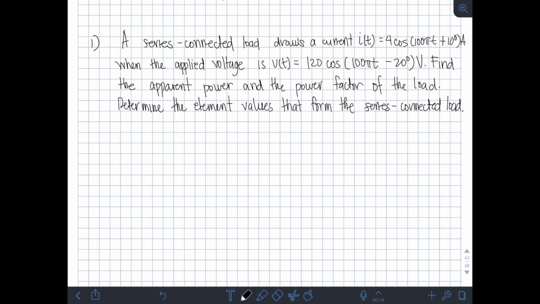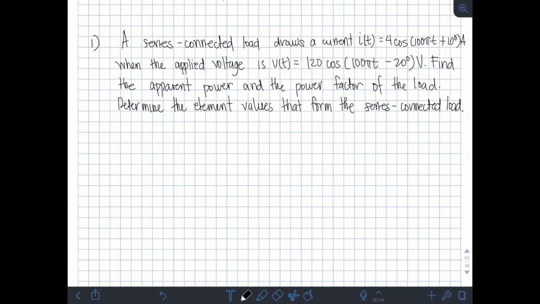I of t is equal to 4 cosine 100 pi t plus 10 degree amps when the applied voltage v of t is equal to 120 cosine 100 pi t minus 20 degree volts. Find the apparent power and the power factor of the load. Determine the element values that form the series connected load.